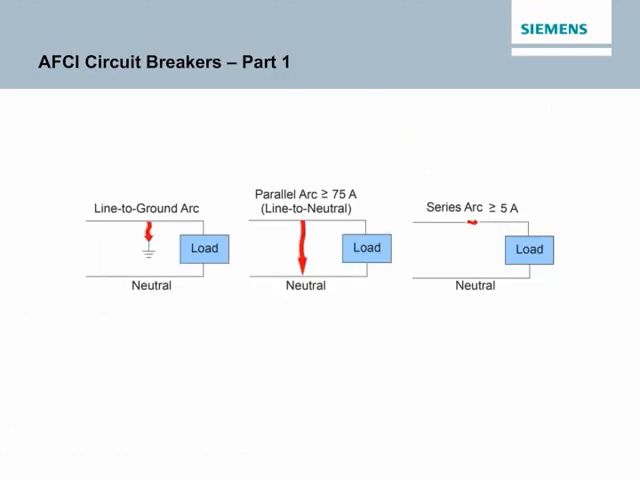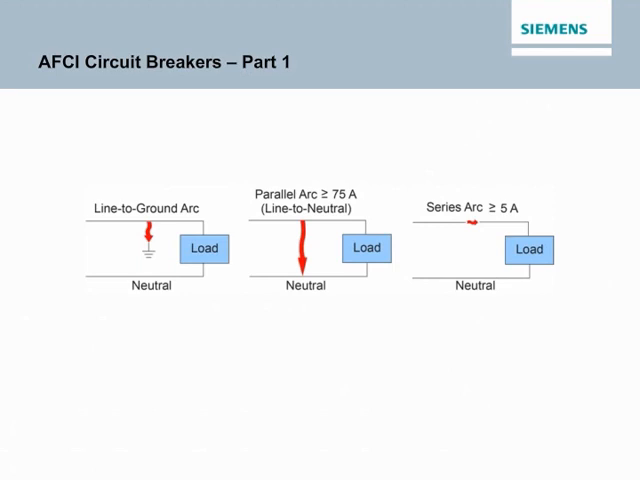An arc fault circuit interrupter, AFCI, circuit breaker, in addition to providing overcurrent protection, is intended to provide a degree of protection from the effects of arc faults by recognizing the characteristics unique to arcing and de-energizing the circuit when an arc fault is detected. There are two categories of AFCI circuit breakers.